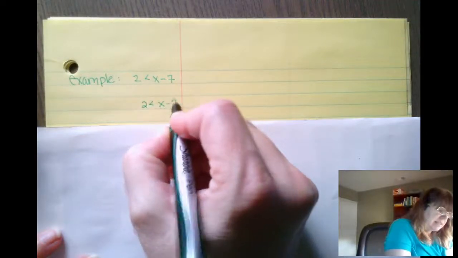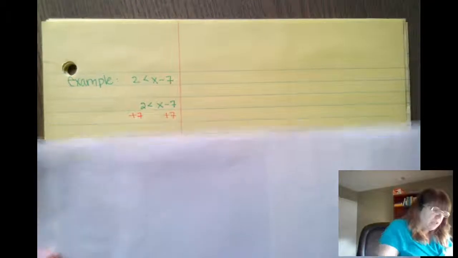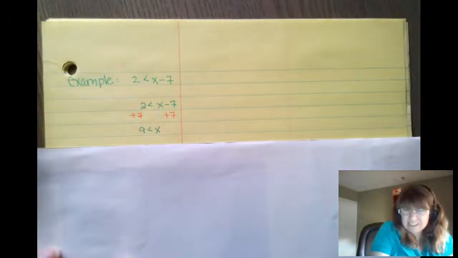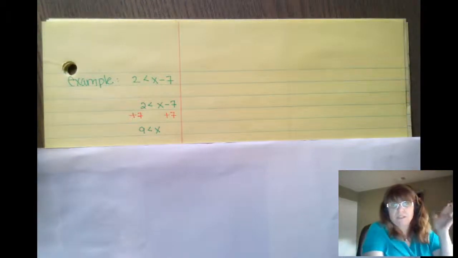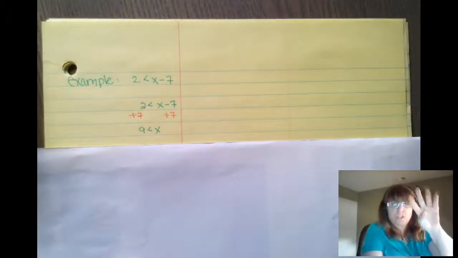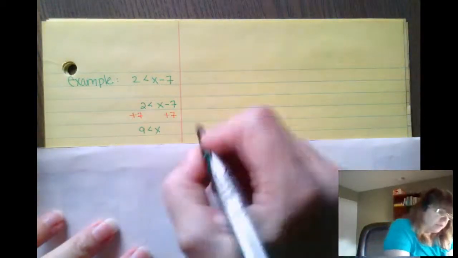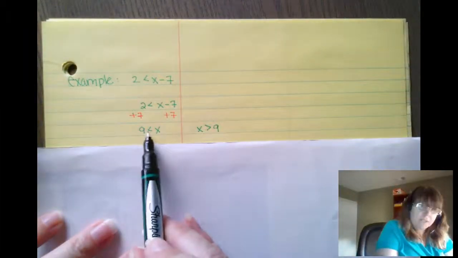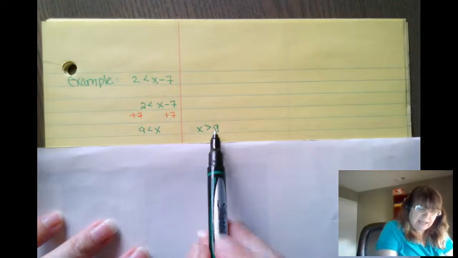Let's work through one more problem. 2 is less than x minus 7. So first thing, let's use our addition property. So 9 is less than x. But that would be easier to understand if the x was on the left. So I'm going to switch the whole thing around. x is greater than 9. The small point was next to the 9. The small point is still next to the 9.